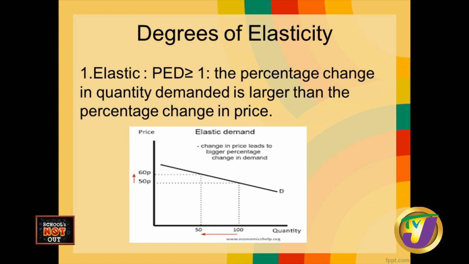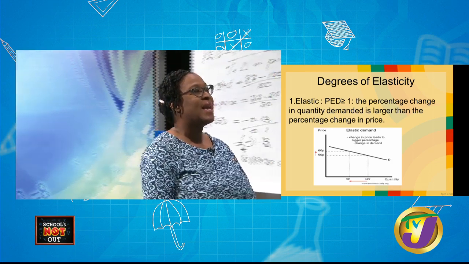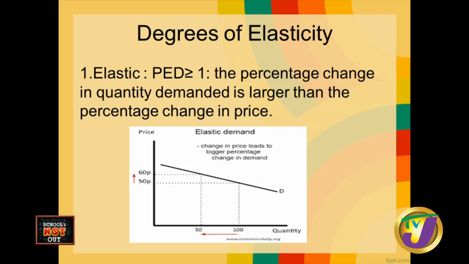Now there are varying degrees of elasticity. And the first one is when a good is described as being elastic. It is elastic when the price elasticity of demand coefficient is greater than 1, meaning that the percentage change in quantity demanded is larger than the percentage change in price.